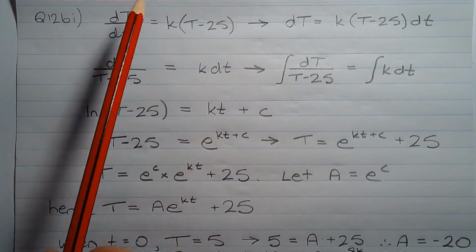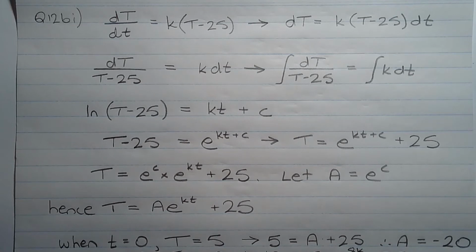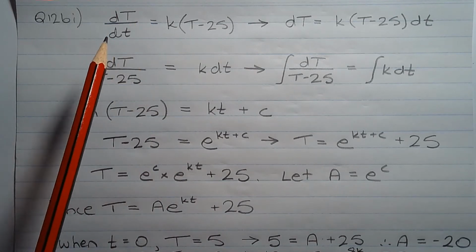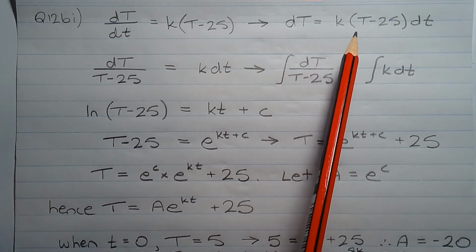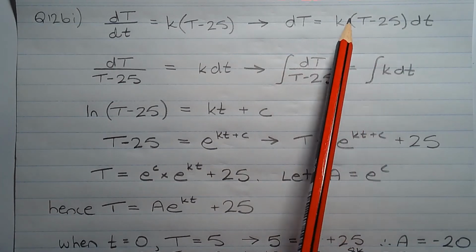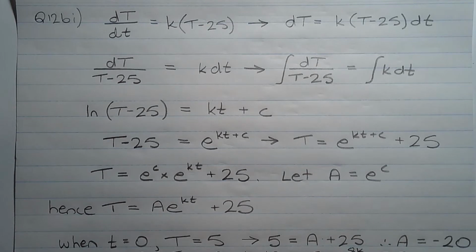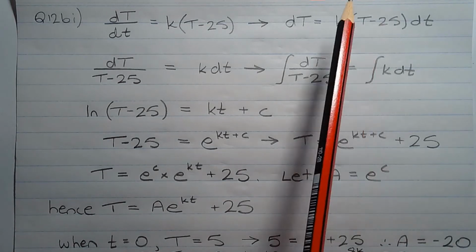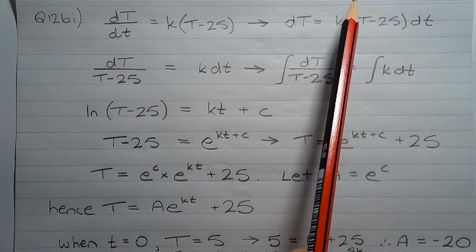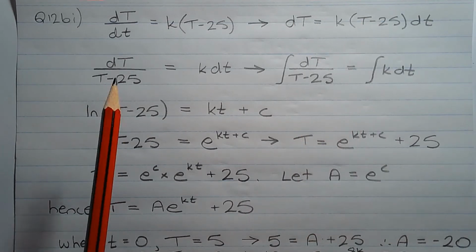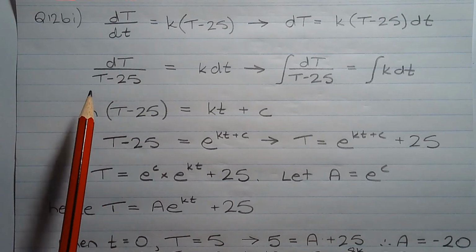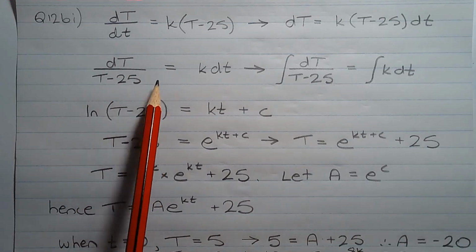This is a separable differential equation, so we can start off by multiplying both sides of the equation by the denominator dt. So we get dT is equal to k multiplied by (T minus 25) dt. The next step is to divide both sides of the equation by what's inside the brackets, so dividing both sides by T minus 25. And we get dT over (T minus 25) is equal to k dt.